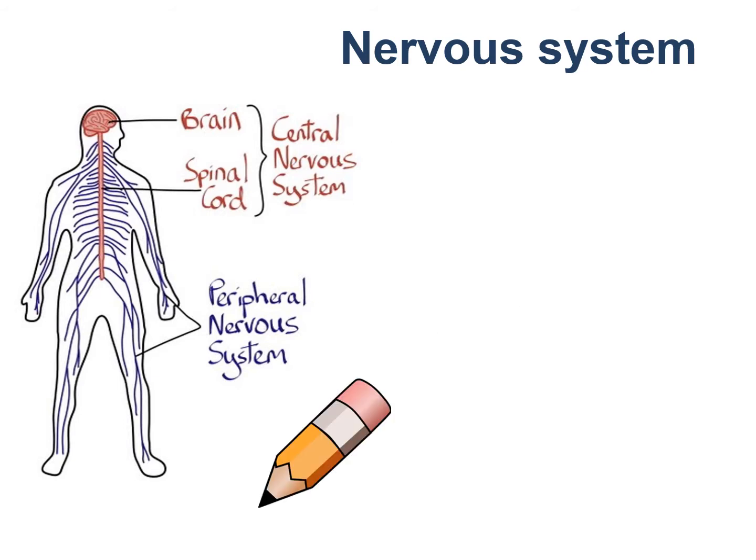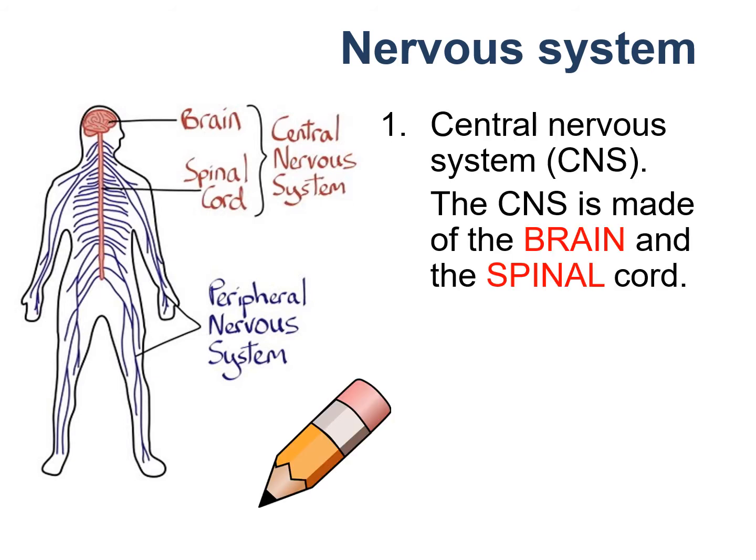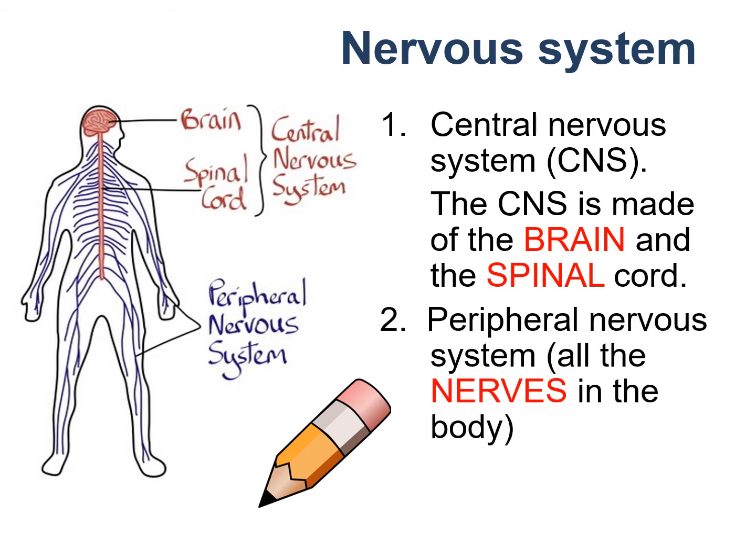So the answers are that the central nervous system, CNS, is made up of the brain and the spinal cord, and the peripheral nervous system is all of the nerves in the body. So well done if you managed to get that correct.